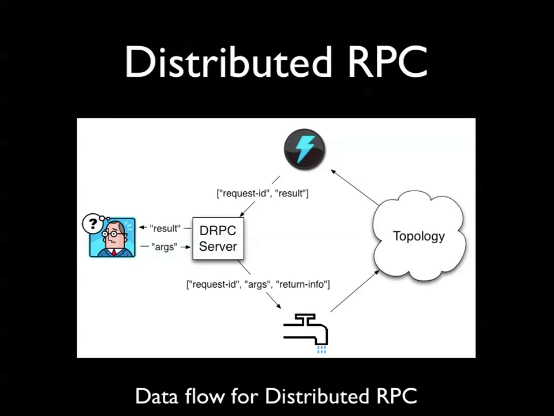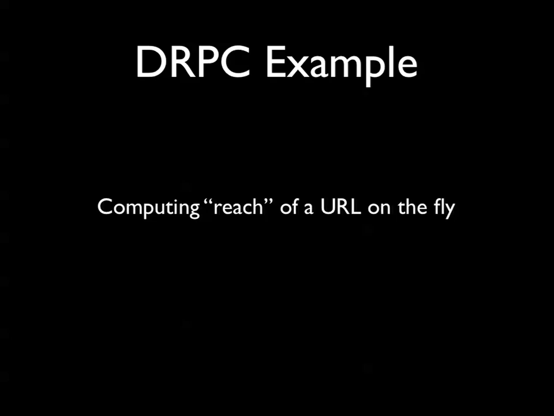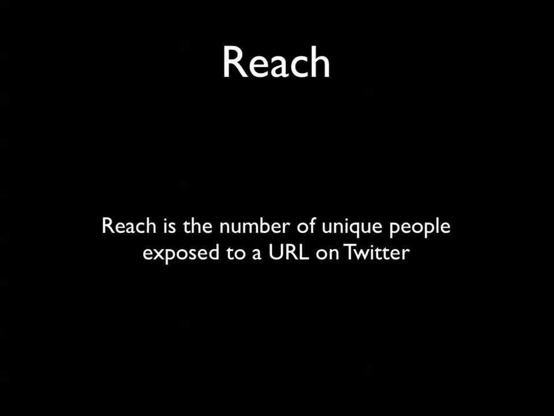So from the client's perspective, it looks just like regular RPC, but it's actually happening in parallel in the background. Let me give an example of a problem for which you really need something like DRPC. The example I'm going to give is computing the reach of a URL on the fly. The reach of a URL is the number of unique people exposed to a URL on Twitter.